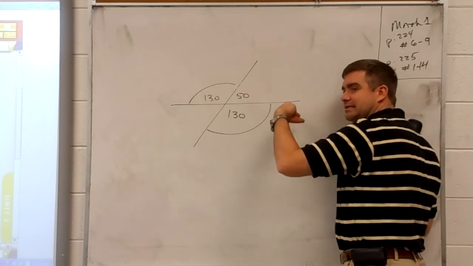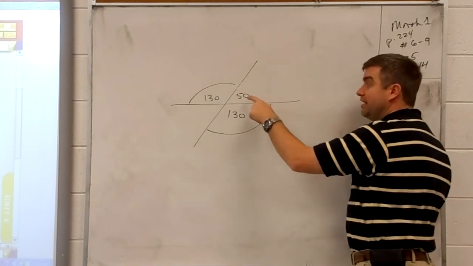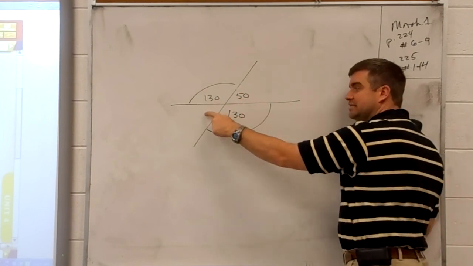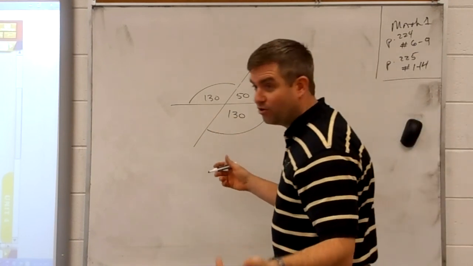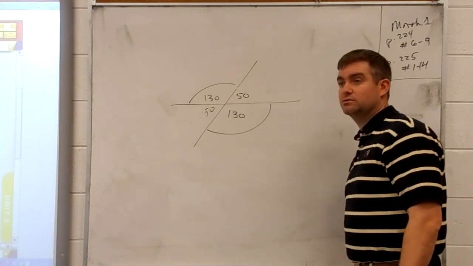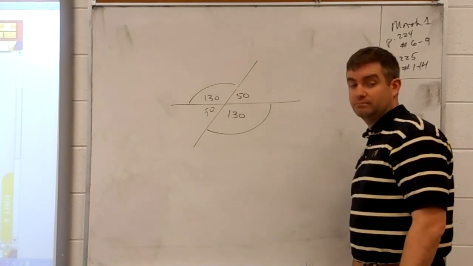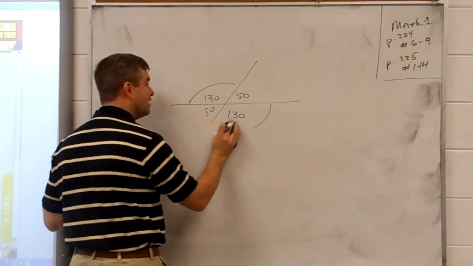Isn't this an X? Right? Vertical angles make an X. Vertical angles are congruent. If this one's 50, what would this angle have to be? 50. Why? Vertical angles. All you have to do is say vertical angles. Okay? But I have to go over it because you're still a little foggy on it.